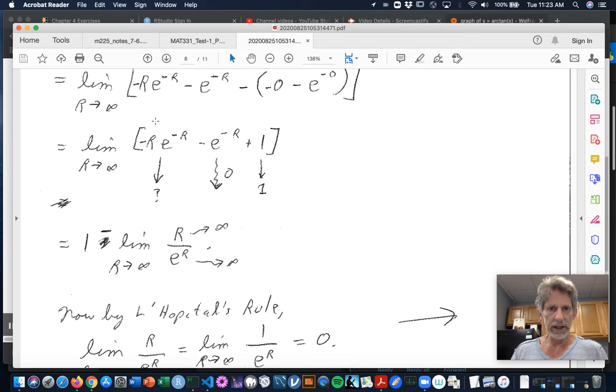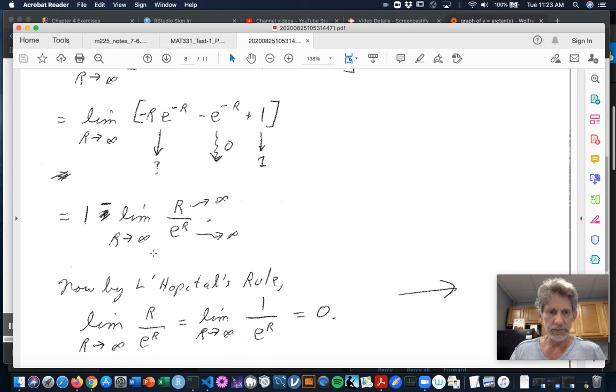So thinking about what I got here, I've definitely got the 1. And I'm going to have this minus sign from here. And now I'm just going to focus in on getting that limit of this. Now I'm going to write the e to the minus r as 1 over e to the r. So I've got this limit I'm working on. And I notice now I've got a numerator that's headed to infinity and a denominator that's headed to infinity. I've got an infinity over infinity indeterminate form. I could use L'Hopital's rule on that.